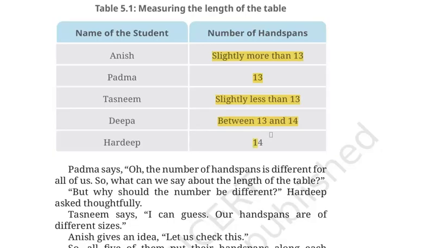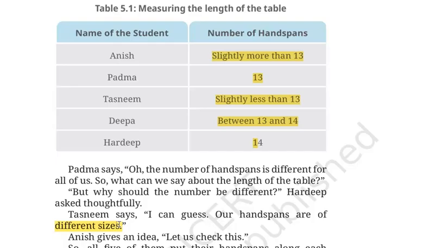So now Padma says the number of handspans is different for all of us. All right. So what can we say about the length of the table? They're not sure because each of them is getting a different reading. All right. So they think, why should the number be different? Hardeep thinks. Then Tasneem says, I can guess our handspans are of different sizes, because students, my hand and your hand will not be of the same size. They are of different sizes. Your hand and your friend's hand will not be of the same size.